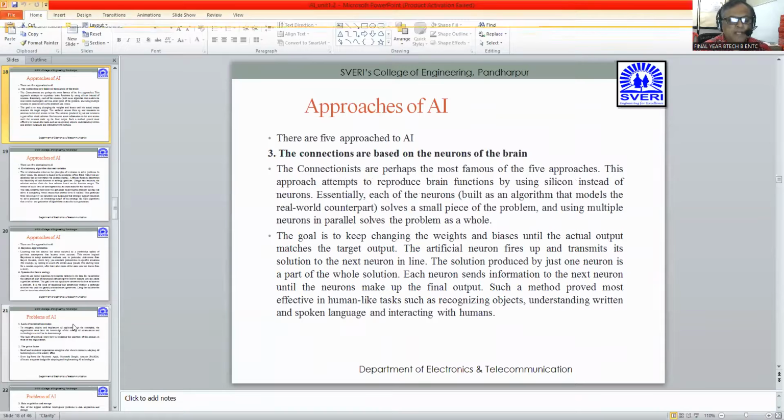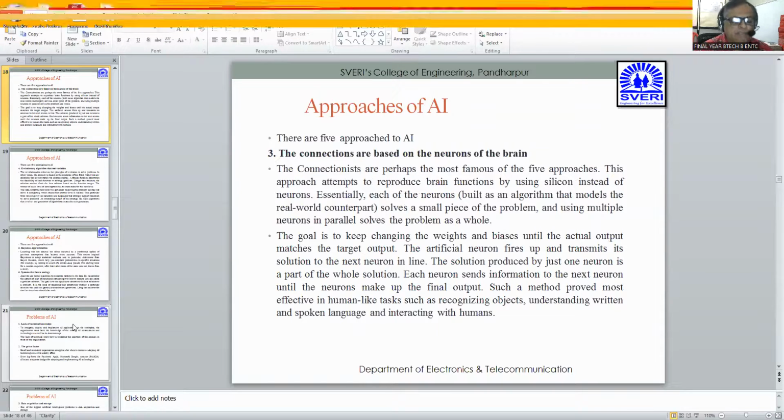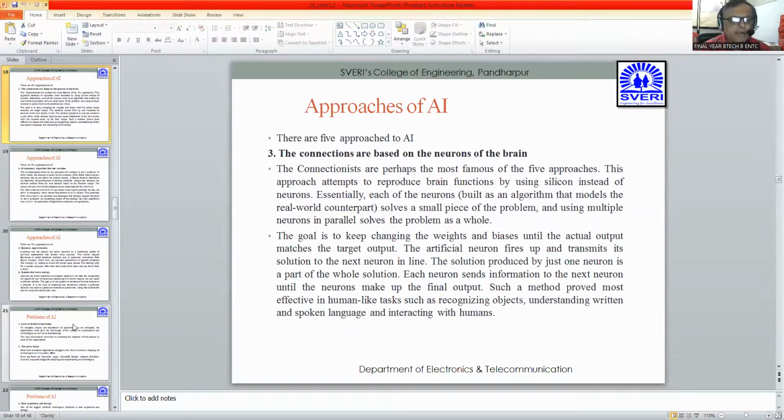Obviously artificial intelligence is nothing but mimicking the human brain and human behavior, and henceforth there will always be connections with the neurons of the brain. So you're going to mimic the human brain, human intelligence, and human behavior.